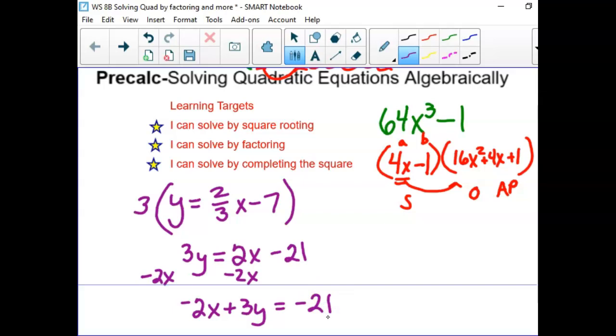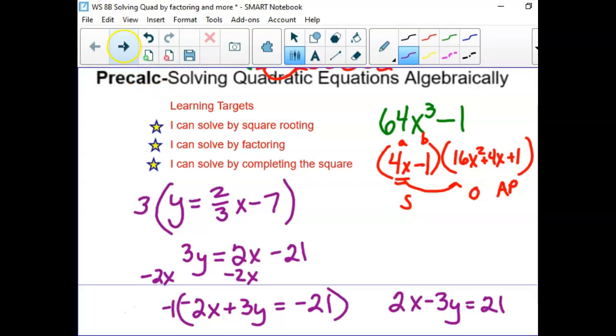Am I done? Is that standard form? No, there's a silly rule about you can't have a negative x, so I'm going to change all the signs on everything. So it would become 2x minus 3y equals 21. Tomorrow, I'll do one where we start with a point and a slope, okay? Because that was messing some of you up. All right, but we're 5 minutes in and we haven't started the lesson. Ready?